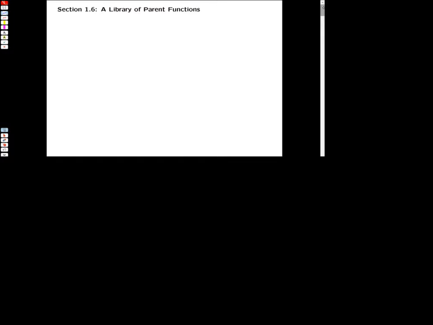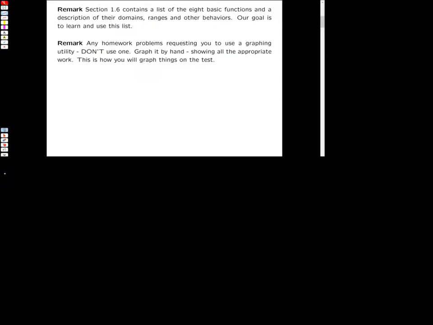We're going to be reading a bunch of information here at the beginning. It's going to go relatively fast, and then we're going to start using that information. So, basic parent functions. These are the basic graphs and shapes that you need to know.